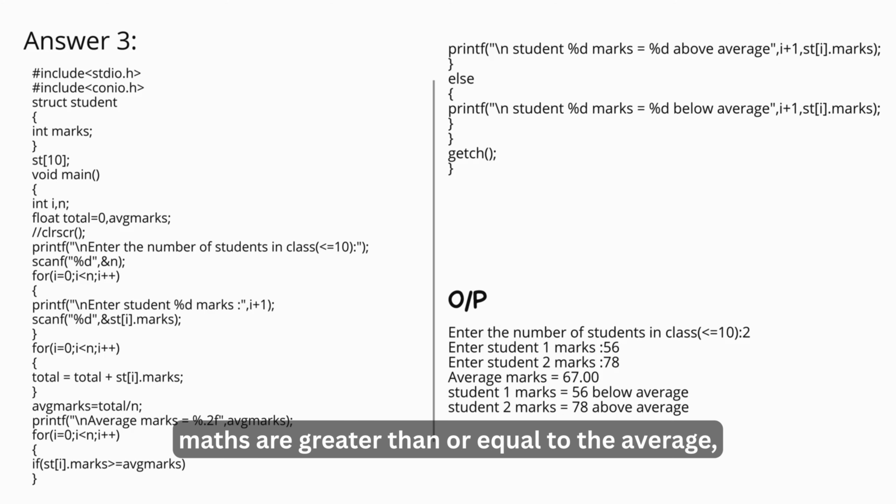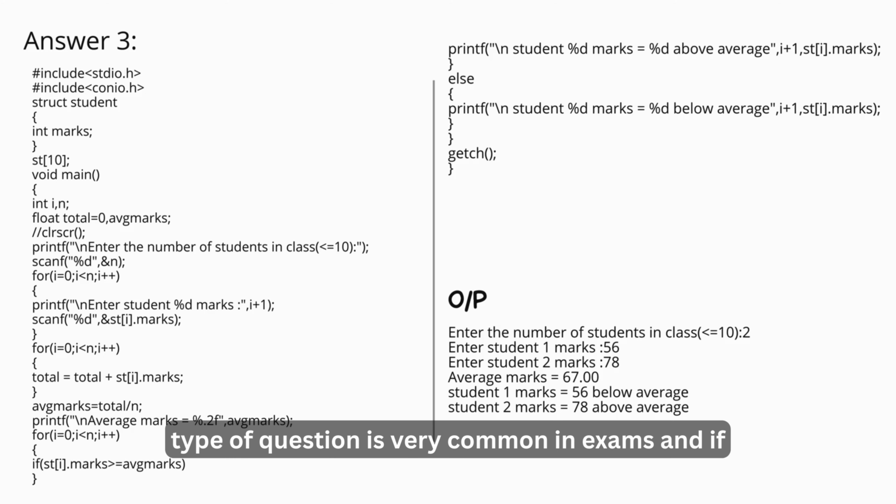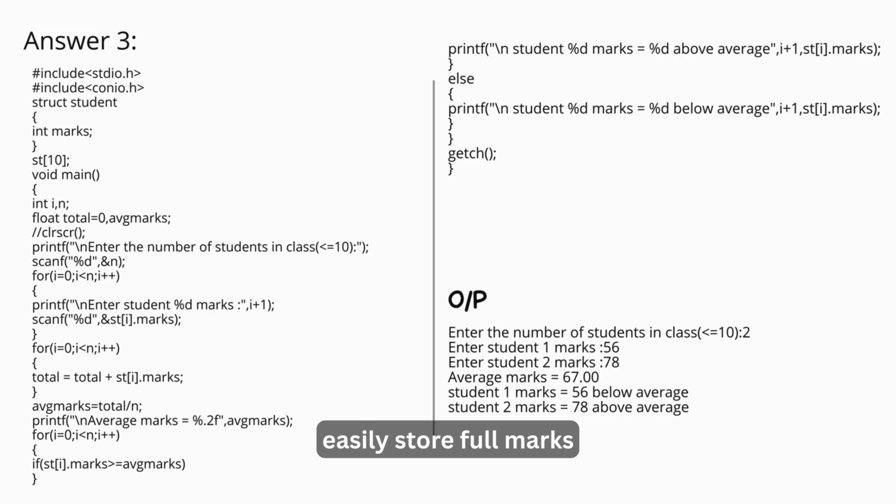If a student's marks are greater than or equal to the average, we display that student as above average. Otherwise, we display that student as below average. Finally, the program prints the average marks and clearly shows which students are above and below the average. So this program demonstrates use of structures, array of structures, calculation of average, and conditional checking using if else. This type of question is very common in exams, and if you write the program step by step like this, you can easily score full marks.